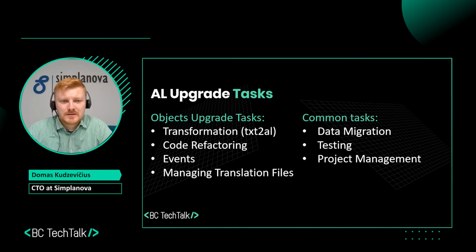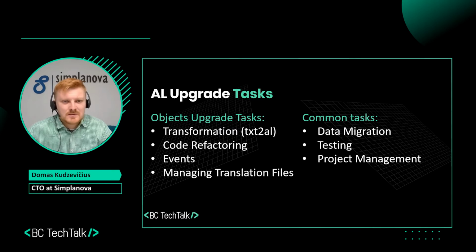So the first bit is the transformation, or the results review after the text-to-AL tool. So once you run the CIL objects through the text-to-AL tool, you will get the results, and they won't work straight away, straight out of the box. So you will require time to go through each of the objects to sort out the compilation errors, to fix some properties, grid layouts, and to check how it looks in the web client.